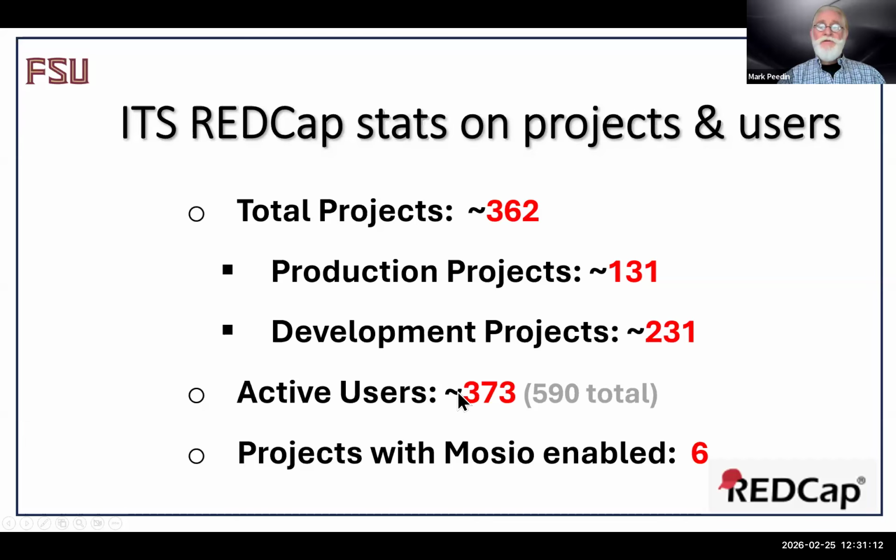Active users, we've got approximately 373 out of a total of 590 users. The difference is the balance, which are suspended because of inactivity. We've got 9 Mosio projects in the ITS REDCap.